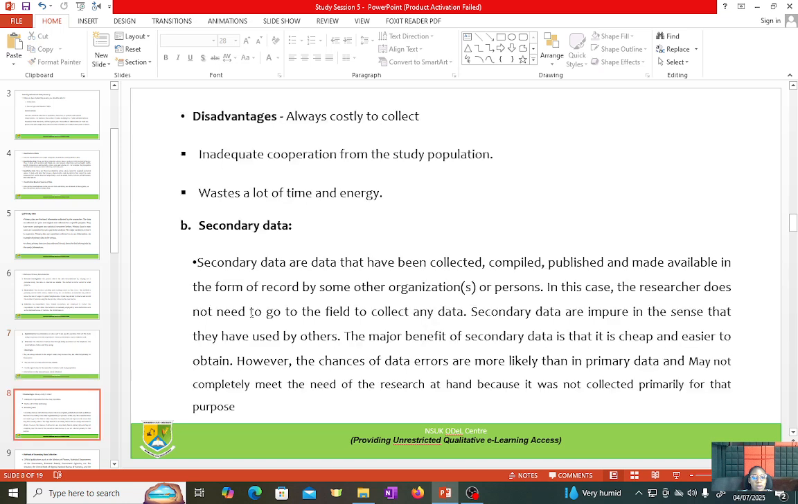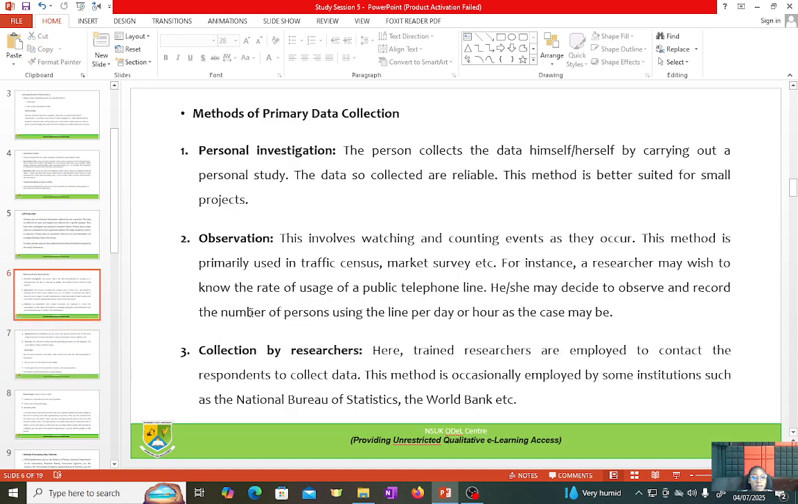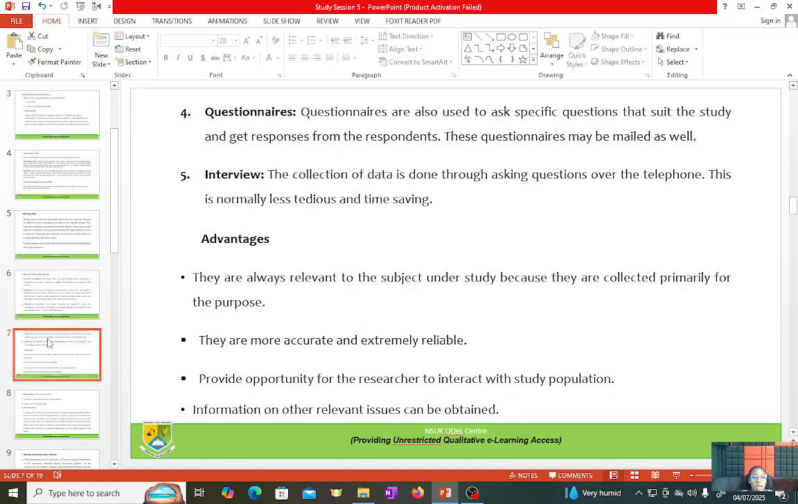The advantages of primary data: they are always relevant to the subject under study because they are collected primarily for that purpose.